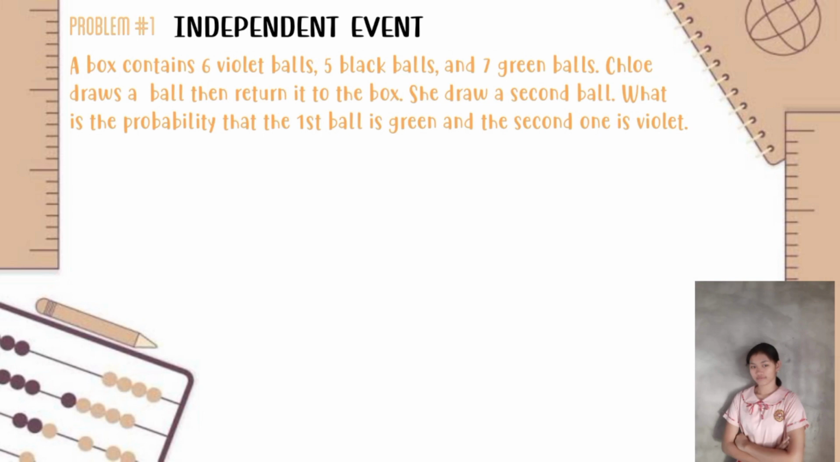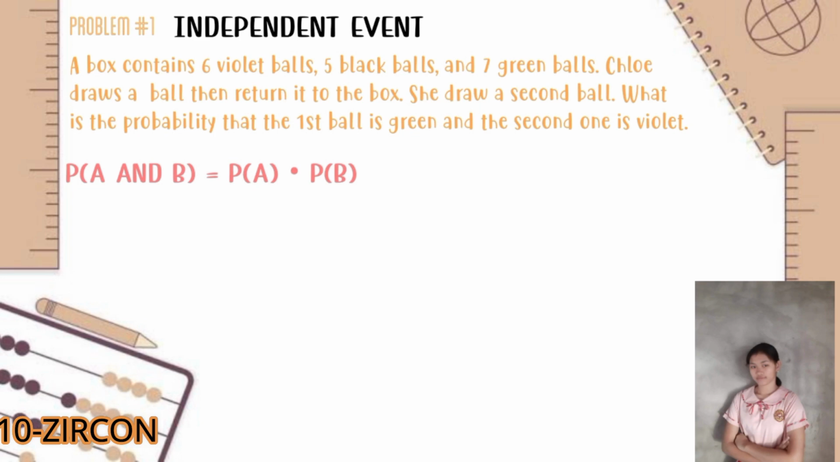Now we can use the formula probability of A and B equals probability of A times probability of B. The probability of A, or getting a green ball, is 7 over 18 since we have 7 green balls out of 18 balls in the box. After picking the first ball, Chloe returned it to the box. Now, the probability of B, or getting a violet ball, is 6 over 18 since we have 6 violet balls over 18 balls in the box.